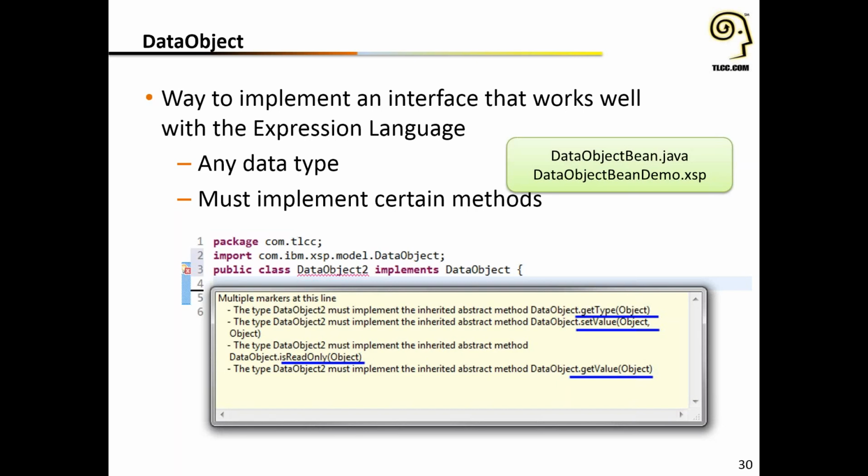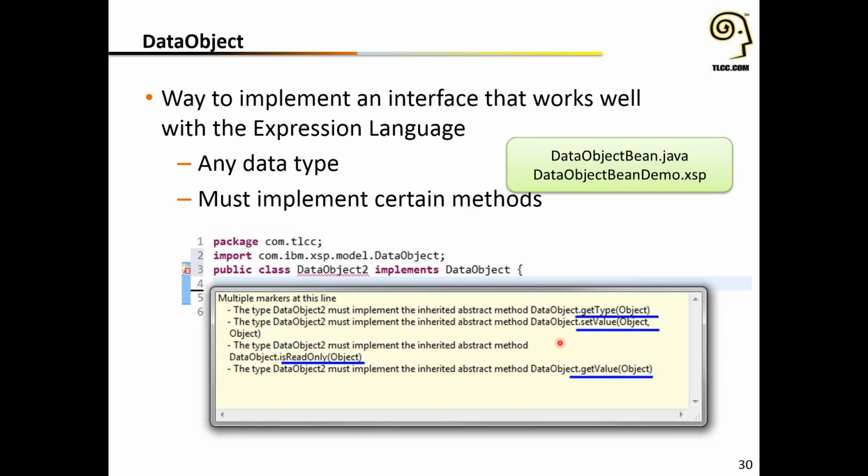The data object has nothing to do with core Java. It's something IBM added as part of the XPages, and you can see that in the little graphic screen grab I have here. The import is from com.ibm.xsp.model.dataObject. And we're going to implement the data object. When we do that, remember, in implementation, we're implementing an interface. And when we implement an interface, we have to have certain methods that are defined by the interface.